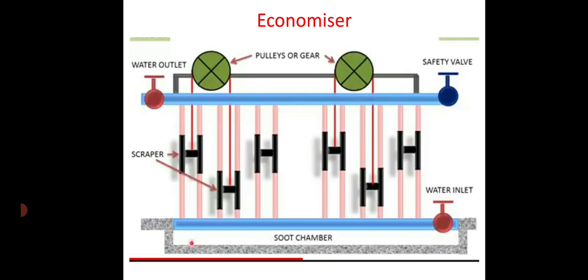The first accessory is the economizer. This is the diagram of an economizer. An economizer is used to heat the feed water by utilizing the exhaust flue gases before leaving through the chimney. It consists of a large number of vertical pipes or tubes placed in an enlargement of flue gases between the boiler and chimney.